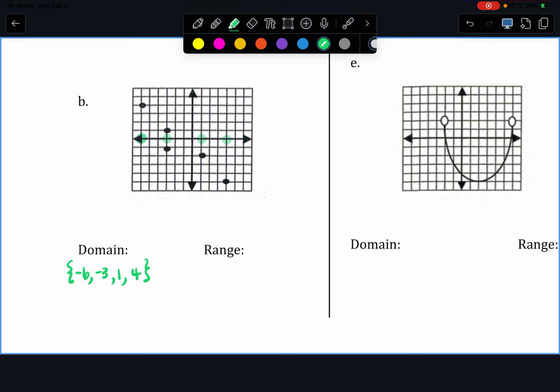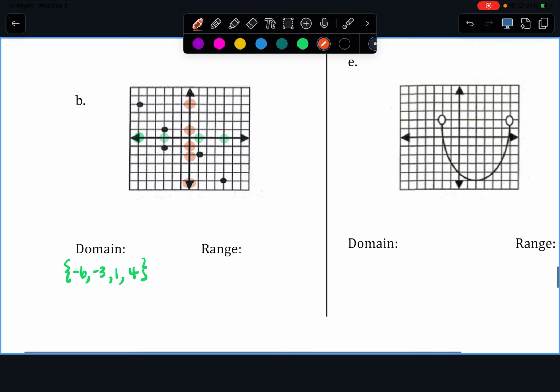Okay. And then we have our range, which is our y values. So I've got this, oh, sorry, I meant to change colors. We've got this y value. Remember, we're going low to high. This y value, this y value, this y value, and this y value. All right, so I'm just looking at the y values of those points.